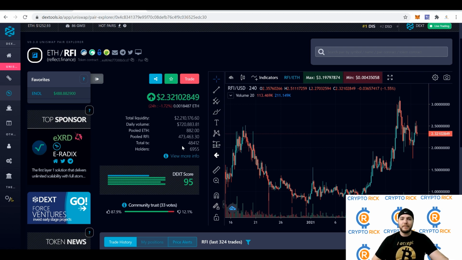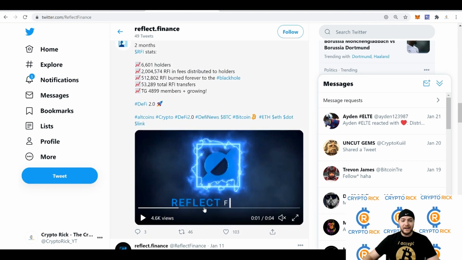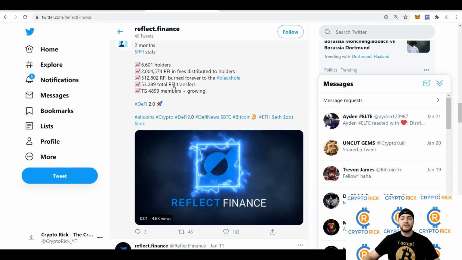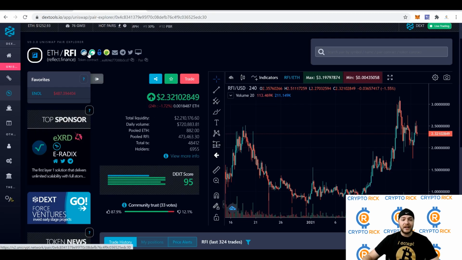This is really getting people to hold on to this token longer, which is exactly what they need. Also, if you haven't noticed, over 500,000 RFI have been burned forever. They went to the black hole, baby. So that's important to understand as well.